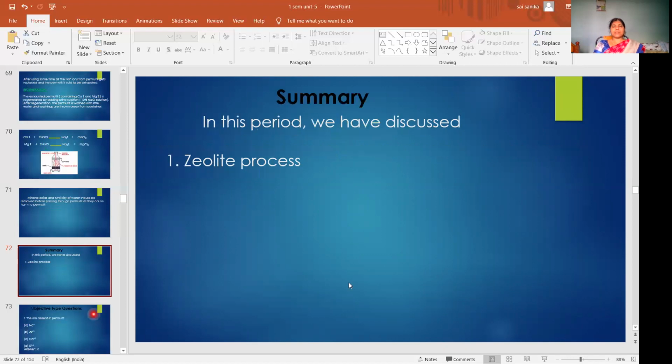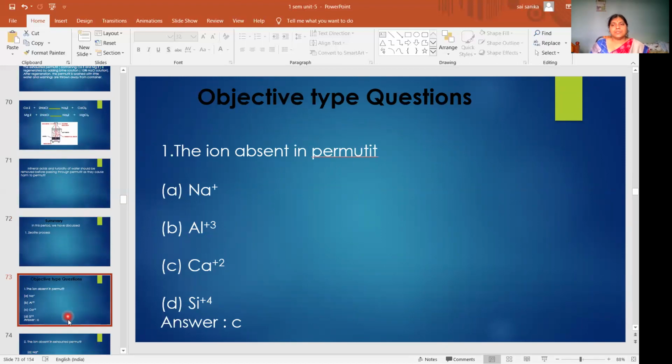Okay, then come to the summary. What have we discussed in this process? Only one process, that is the zeolite process. In this session, we discussed the zeolite process. Very simple. Then come to objective type questions.